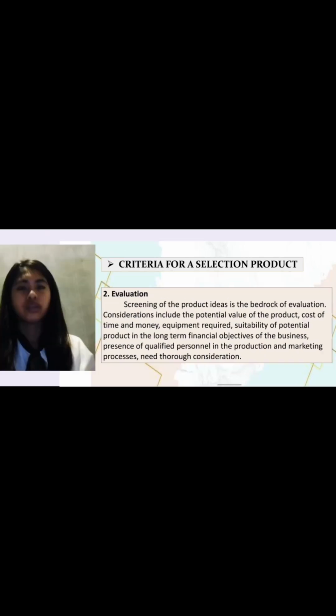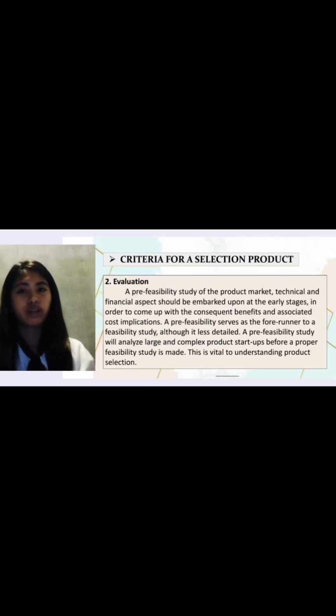So in the evaluation stage, businesses assess different aspects of a product that can be included in their lineup. So these are the following aspects. Number 1 is the market demand. Number 2 is the competitive analysis. Number 3 is the financial viability. And number 4 is the technical feasibility.